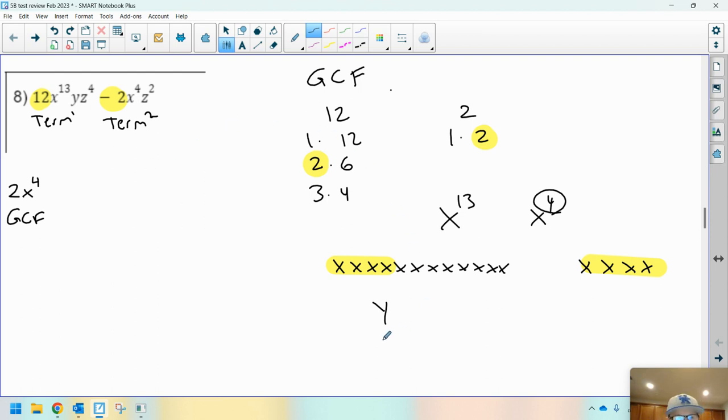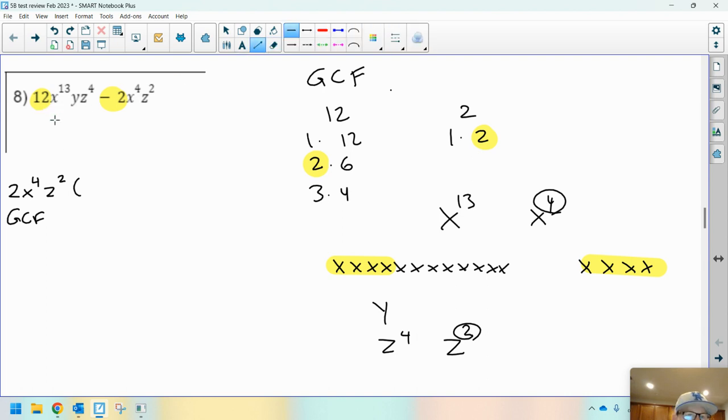Let's look at the z's. We have a z to the 4th in the first term, and we have a z to the second power in the second term. It's going to be our smallest one, which is z to the second power. All right, so then we're going to start a parentheses here, and we're going to divide each of the terms by the GCF. We're going to divide the first term by the GCF and the second term by that same GCF.